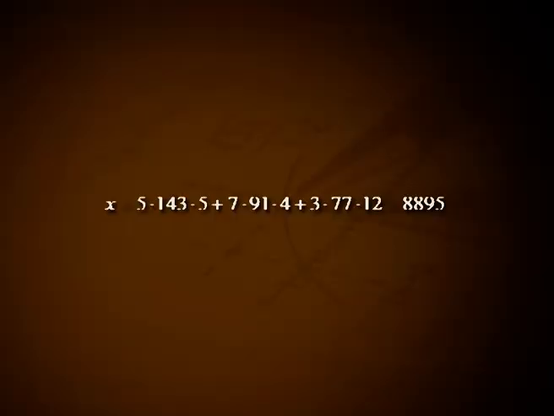Thus, a solution of the system is given by x = 5 · 143 · 5 + 7 · 91 · 4 + 3 · 77 · 12 = 8895, modulo 7 · 11 · 13 = 1001. We get the unique solution x = 8891 ≡ 887 mod 1001. Thus, 887 is the least positive solution. Example 4. The problem posed by Sansu is the following.